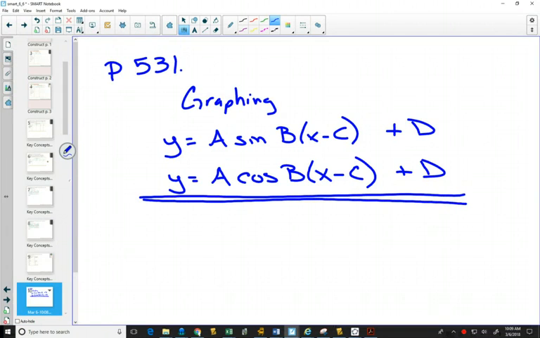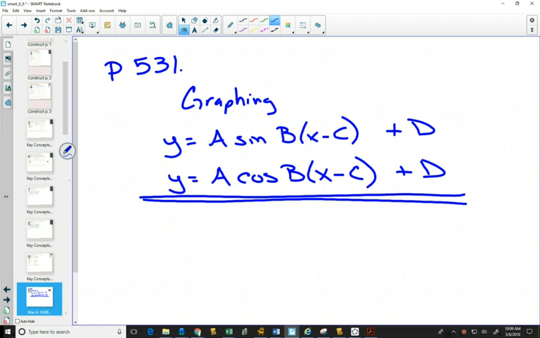Now, we can think of A, B, C, and D as transformations. And think back to chapter 3, and we've done this already. A is all your vertical stretches and compressions. B is all your horizontal stretches and compressions. C moves it left and right, and D translates it up and down.